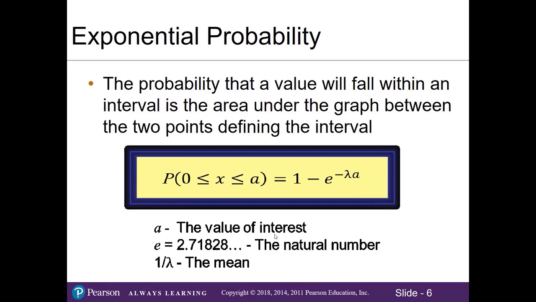So for our exponential probability, the probability that a value will fall within an interval is the area under the graph between 2 points of that particular interval. This formula is useful because we can actually find the exponential probability with a simple calculator. This is the probability that our x is between 0 and some value of interest, say between 0 and 10 minutes, or 0 and 3 hours. The formula then is 1 minus e, our natural log, raised to the power of negative lambda times our a, or our value of interest.